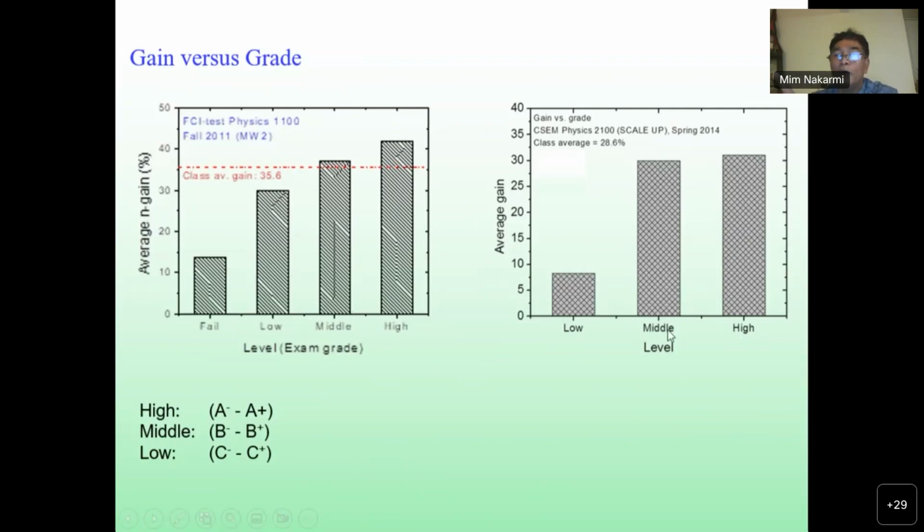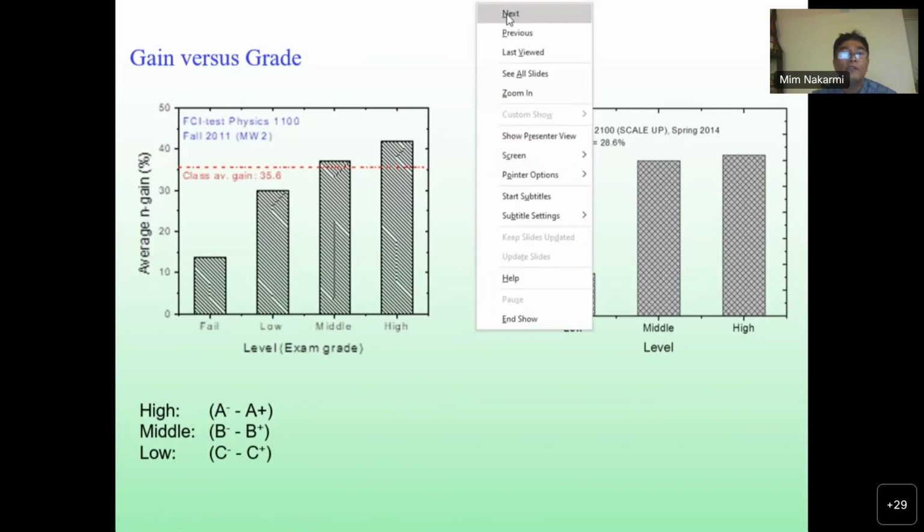And also, the middle group has more gain. Does that mean good students have already learned more and don't have to learn anymore? That's not true. They also learn more in this scale up.